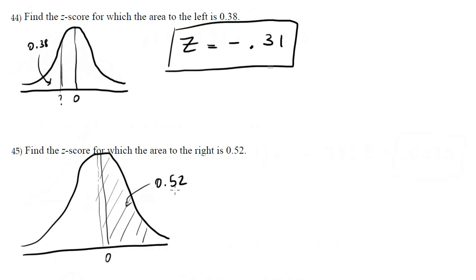So let's find that z-value. And remember now, if it's 0.52 to the right, then to the left is 1 minus that. To the left is 0.48. That's what we really want to see on the table, 0.48. And that'll give me this z-value where to the right is 0.52. It's the same question, right? To the left is 0.48 or to the right is 0.52. Same question. But remember, the table gives us the values to the left.